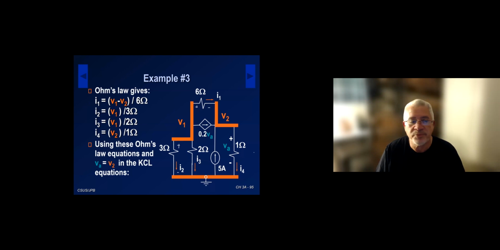In the nodal procedure, I1 is V1 minus V2 divided by 6. I2 is V1 minus 0 divided by 3. I3 is V1 minus 0 divided by 2. I4 is V2 minus 0 divided by 1. And of course, we already came up with VA is equal to V2.